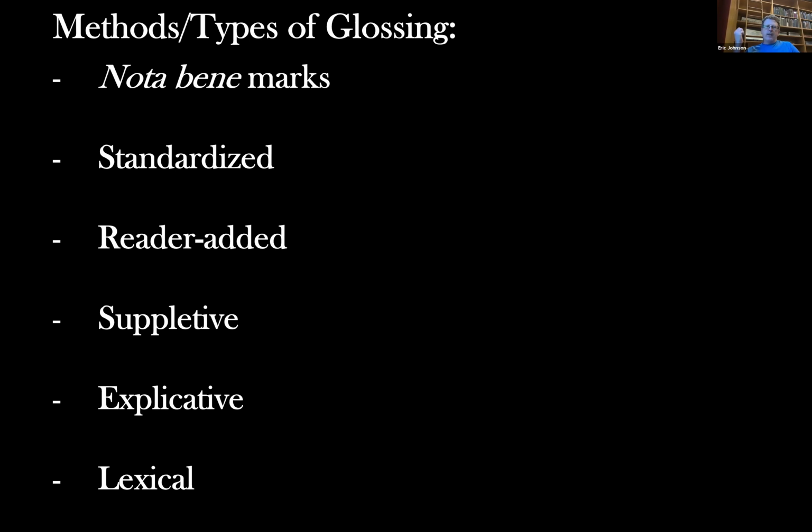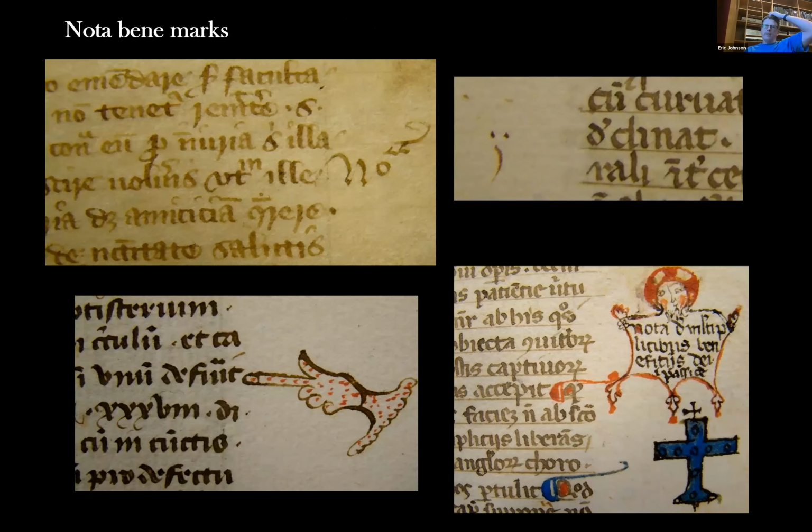Suppletive glossing, which is simply adding a missing word. This is pretty closely allied with the insertion method of correction, but it's not quite a correction. It's just you add something for a little bit of extra clarity. Explicative glossing, which is adding a little bit more definition, breaking concepts down, providing more of a framework for understanding the text that is presented on the manuscript page. And then lexical glossing, which is simply adding definitions to things for that added context. So let's take a look at a few of these.